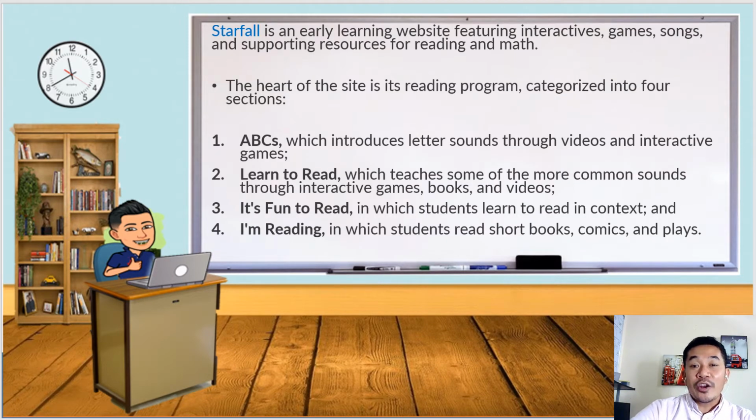Starfall is an early learning website featuring interactives, games, songs, and supporting resources for reading and math. The heart of the site is its reading program, categorized into four sections: ABCs, which introduces letter sounds through videos and interactive games; Learn to Read, which teaches some of the more common sounds through interactive games, books, and videos; It's Fun to Read, in which students learn to read in context; and I'm Reading, in which students read short books, comics, and plays.